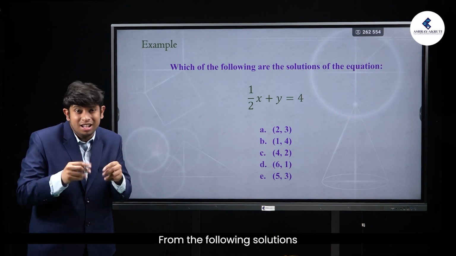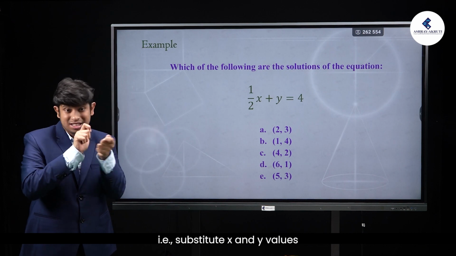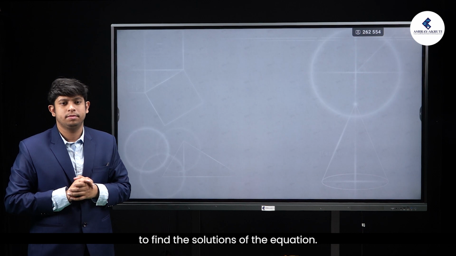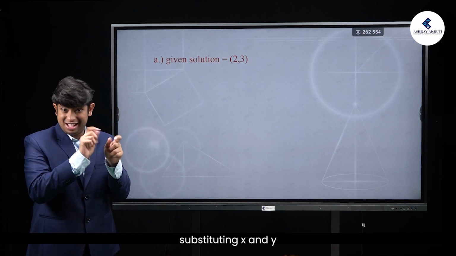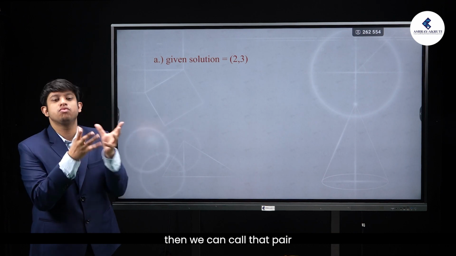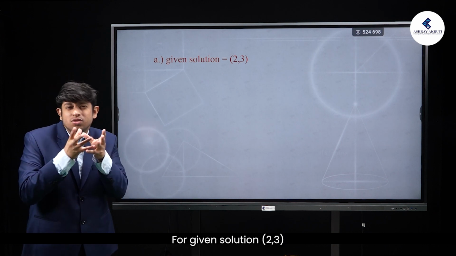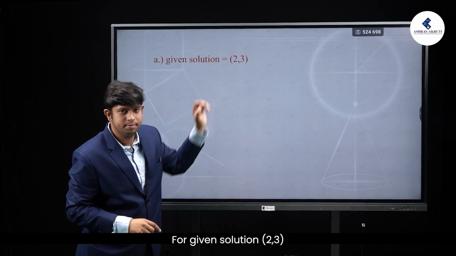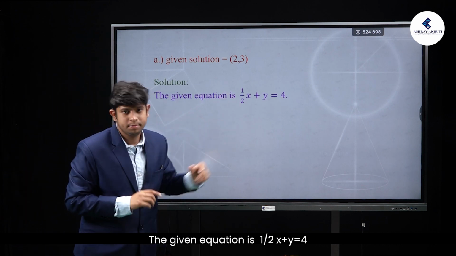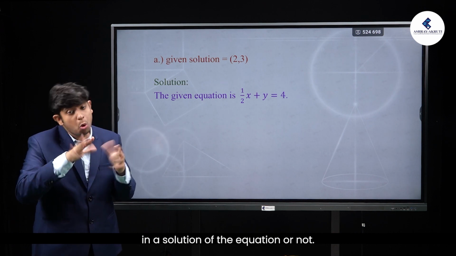From the following pairs, we need to check every solution, that is, substitute the x and y values in the given equation to find the solutions of the equation. After substituting the x and y values in the equation, if LHS is equal to RHS, then we can call the pair a solution of that equation. For the given solution (2, 3), the given equation is 1/2 x + y = 4. We need to verify whether the given pair is a solution of the equation or not.